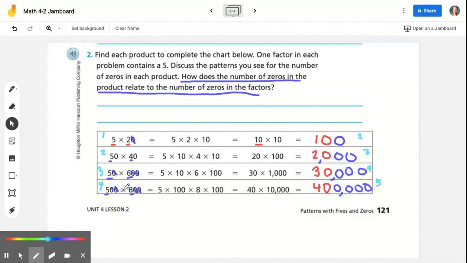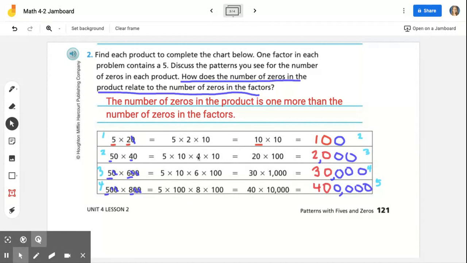Okay, so for the next one, for 50 times 40, we got 2 zeros in the multiplication sentence, or 2 zeros in the factors, and 3 zeros in our product. And then take a look at the other 2. Did you get the same counting of zeros as I did? Great. And then let's make a rule, or let's put it in a statement. How does the number of zeros in the product relate to the number of zeros in the factors for these problems?